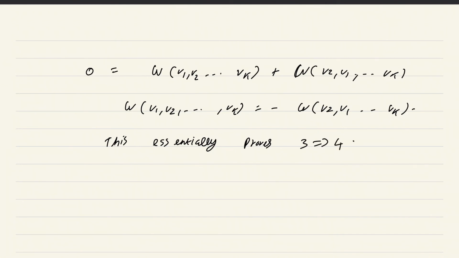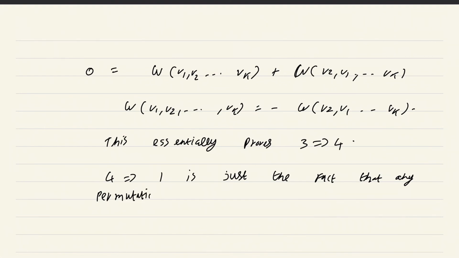Finally, 4 implies 1 is just the fact that any permutation is a product of transpositions. In fact, another fact that is needed is that the sign of a permutation is nothing but the product of the signs. When you write a permutation as a product of other permutations, then the sign of the permutation is the product of the signs. That is also used. Okay, so this concludes this proof. It's just elementary linear algebra and elementary properties of permutations.